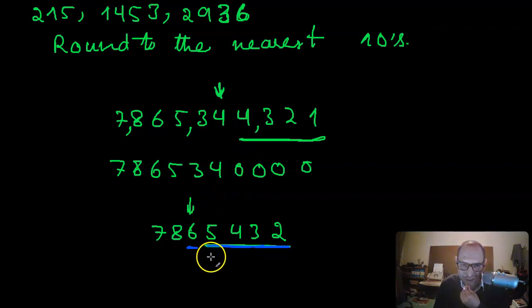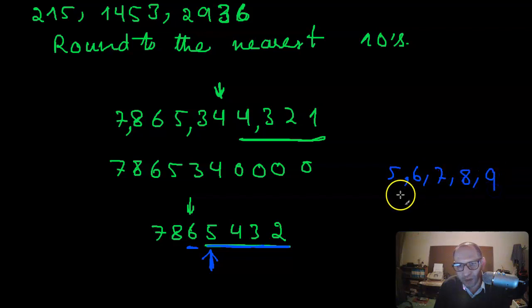Now what you need to do is take a look at the digit immediately to the right of the digit to which the number is to be rounded. Since the number is to be rounded to the nearest 10,000, the digit immediately to the right would be the thousands place value, right? Now, if this digit is a 5, 6, 7, 8, or 9, then of course, from the number line, you know that the number is closer to the greater number.